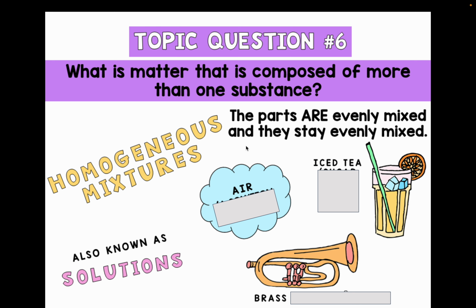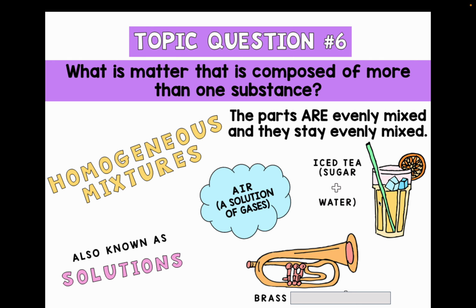In homogeneous mixtures, the parts are evenly mixed and they stay evenly mixed. So all the different substances are uniformly distributed throughout the entire mixture. Homogeneous mixtures are also known as solutions. Air is a solution of gases. We know that there's nitrogen, oxygen, carbon dioxide, maybe even a little water vapor in air. All of those gases retain their own unique properties, but they are uniformly mixed together to create air.